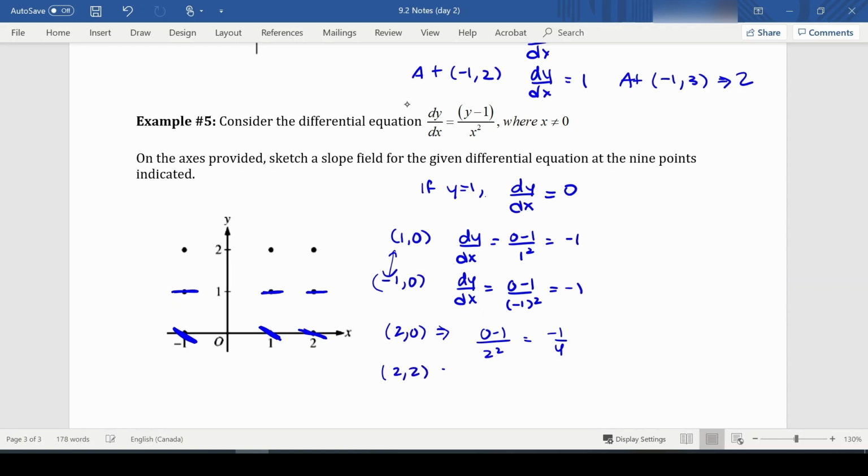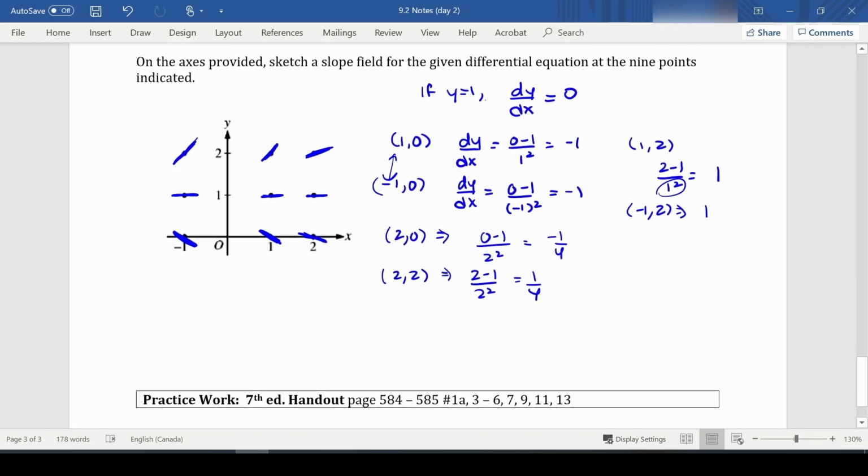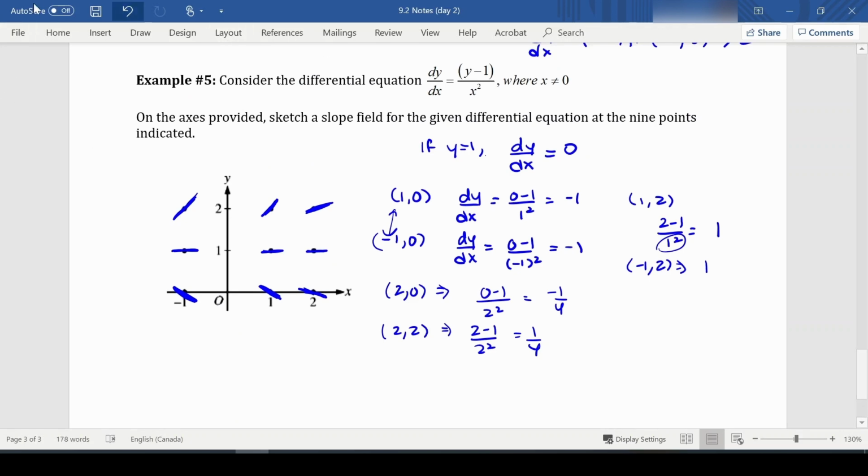Okay, we've got 2, 2. So we're going to get 2 minus 1 over 2 squared, which gives us 1 over 4. And we've got 1, 2, which is going to give us 2 minus 1 over 1 squared, which gives us 1. And so when we do negative 1, 2 we're also going to get 1 because, again, we're squared on the bottom. And that is it for this section.